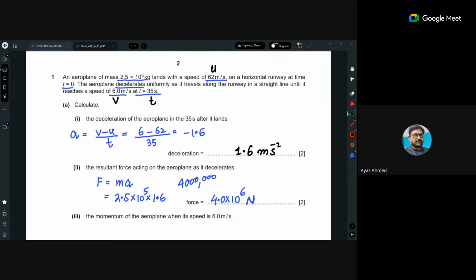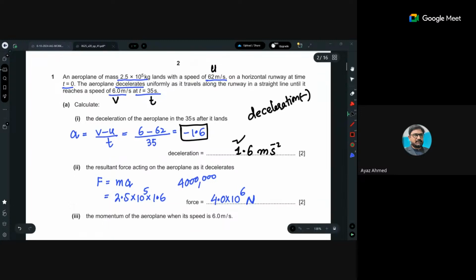Deceleration is the same as acceleration by formula. So a is equal to v minus u divided by t. Here v is 6, u is 62, and time is 35. So you get 1.6 meters per second squared with a negative sign. But when you declare it is deceleration, deceleration itself is negative, so the negative sign is cancelled and you will only write plus 1.6 meters per second squared. Is it clear to you? Yes, sir.